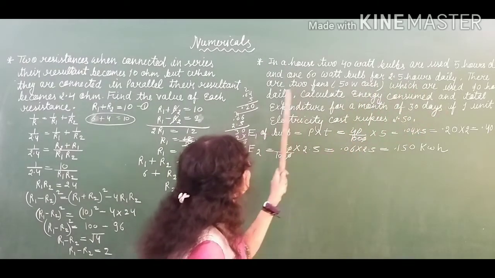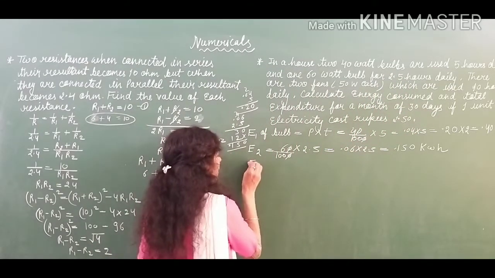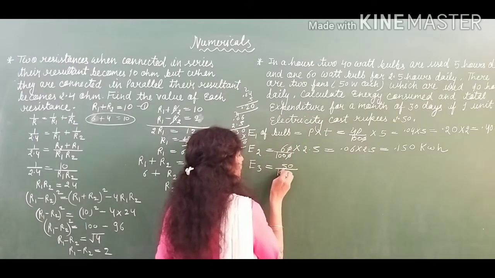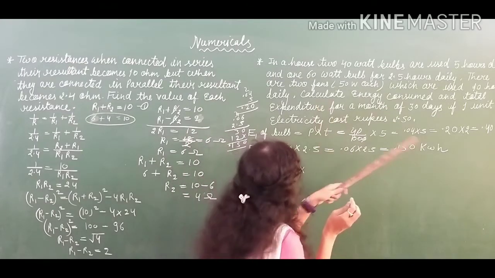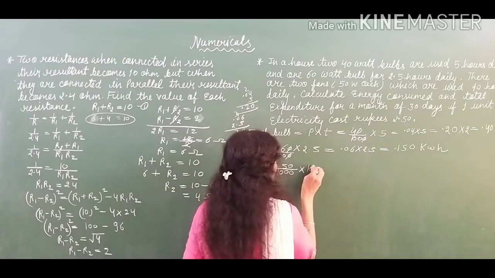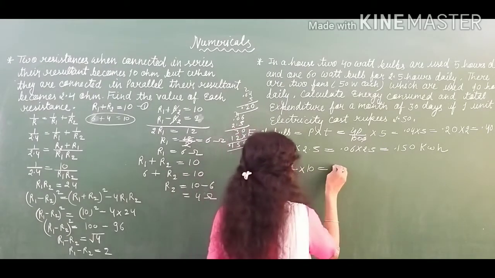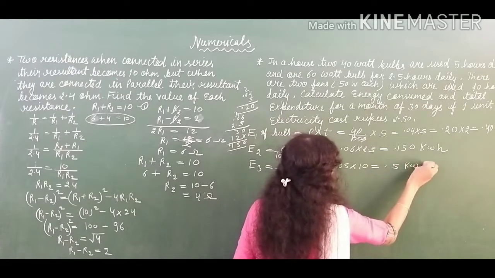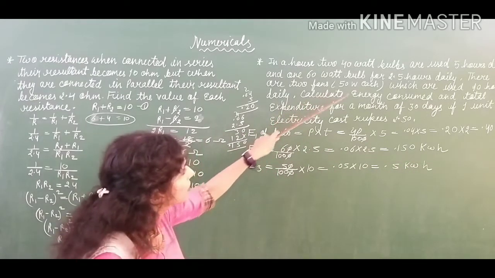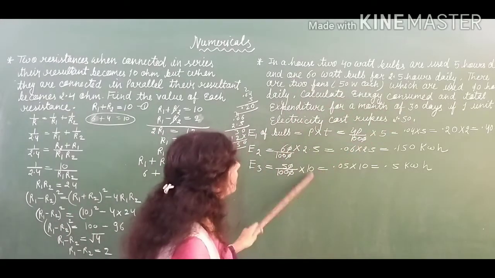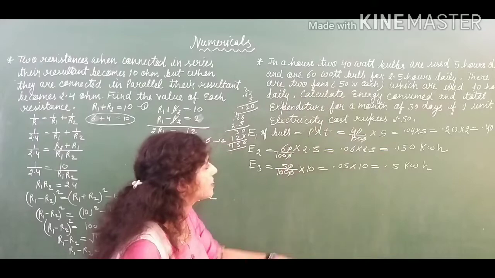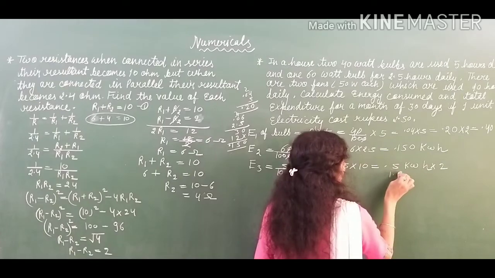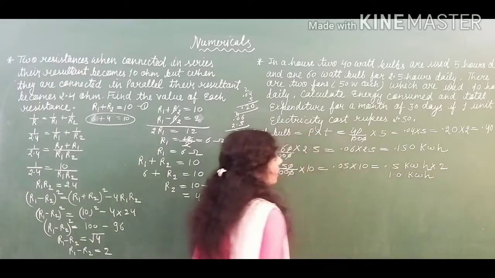We are saying it is used for 10 hours for 2 fans. Now we have to find E3. 50 watt each, so you write 50 upon 1000 into 10 hours. That can be written as 0.05 into 10, so you will get 0.5 kilowatt hour. But there are 10 hours and 2 fans, so it should be multiplied with 2 also. 5 2s are 10, so 1.0 kilowatt hour will come here.